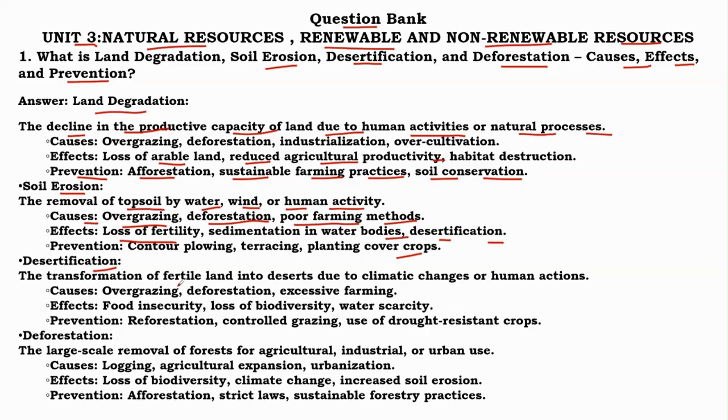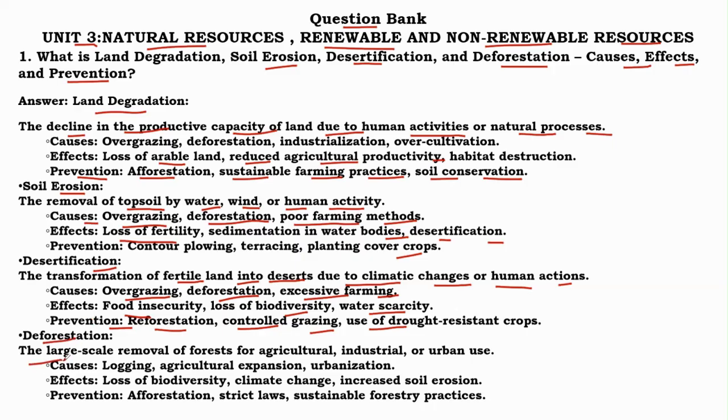Desertification: the transformation of fertile land into desert due to climate change or human activities. Causes: overgrazing, deforestation, excessive farming. Then effects are food insecurity, loss of biodiversity, water scarcity. Prevention: reforestation, controlled grazing, use of drought resistant crops.